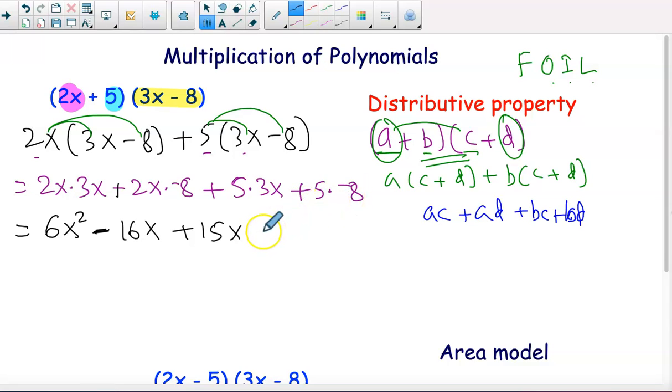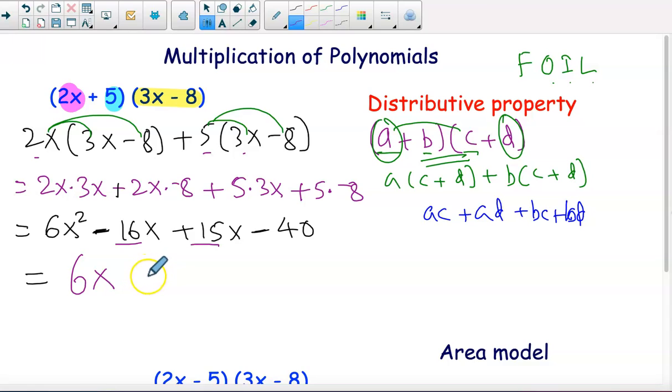Lastly, plus 5 times negative 8. Positive times negative, negative 5 times 8, that is 40. So we are almost done. Now I have 6x squared by itself, but minus 16x plus 15x, those two are like terms, x terms, so I can combine those two together. Minus 16x plus 15x will give us, from 16, 15 gone.